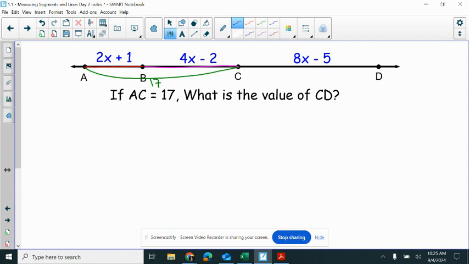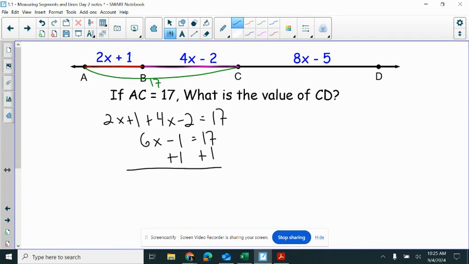I'm going to write 2x plus 1 plus 4x minus 2 equals 17. I didn't use the 8x minus 5 because that wasn't a part of the 17. Oh, sorry. So I'm going to combine my like terms. Undo addition and subtraction. And then divide. So I get x equals 3.